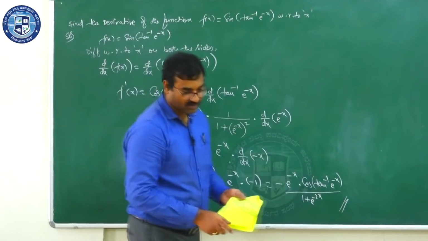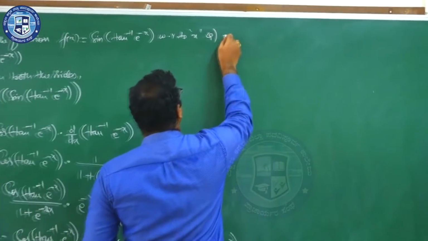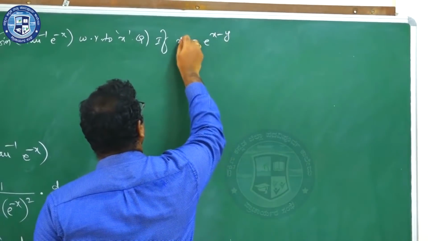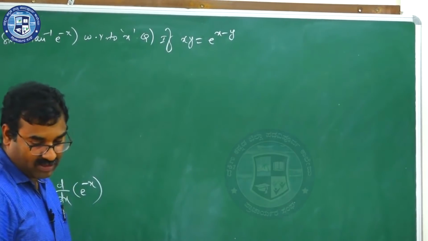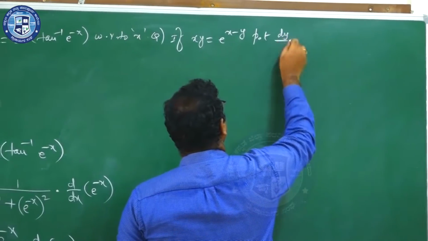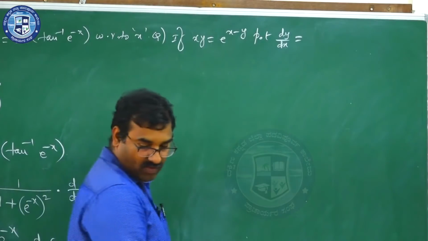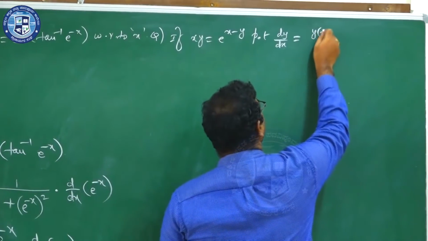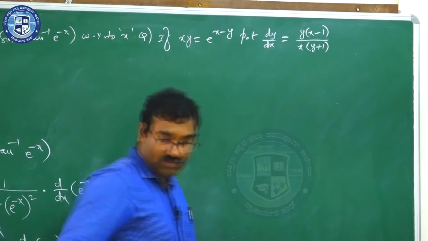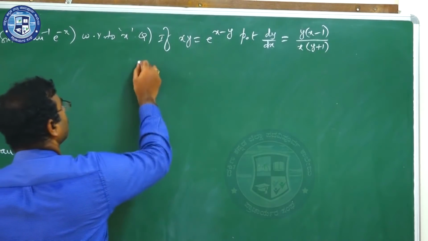And next, if xy is equal to e power x minus y, prove that dy by dx is equal to y into (x minus 1) divided by x into (y plus 1). We have to prove this.